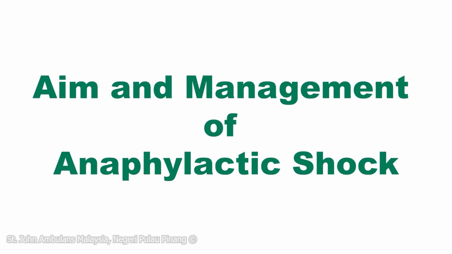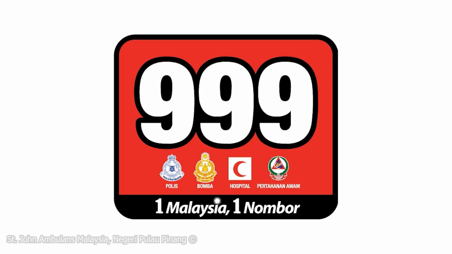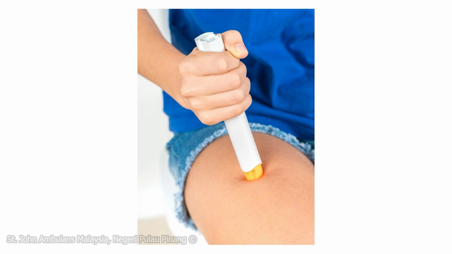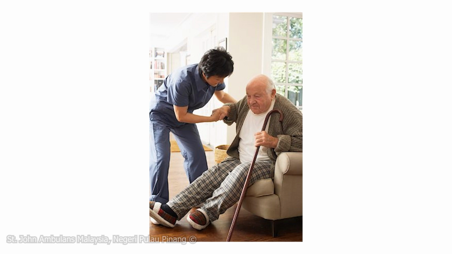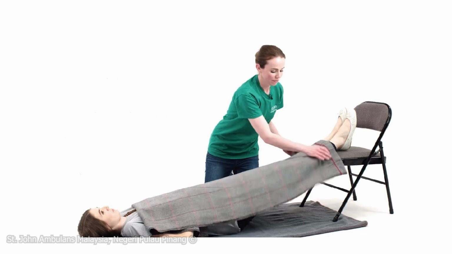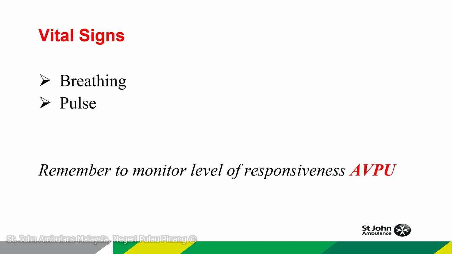The aim and management of the case will include immediately calling 999 and telling the ambulance control that you suspect anaphylaxis. To ease breathing, help the casualty to use the auto-injector of adrenaline if available. Help the casualty to sit down in a position that he feels comfortable. Treat for shock if the casualty becomes pale with a weak pulse. Help him to lie down with legs raised and treat for shock. Monitor and record vital signs such as breathing, pulse, and level of response.